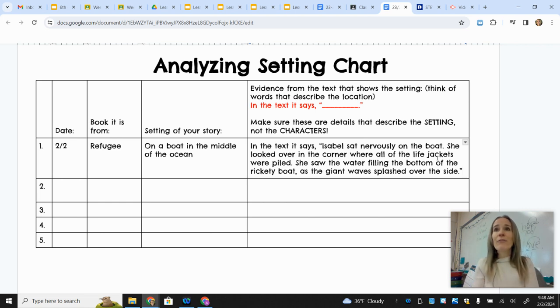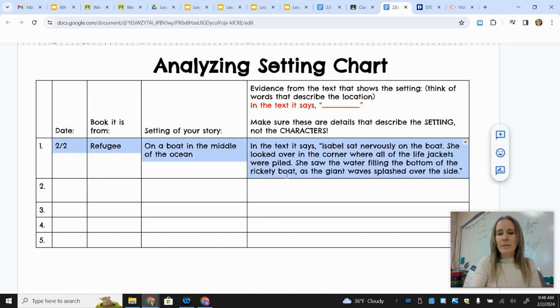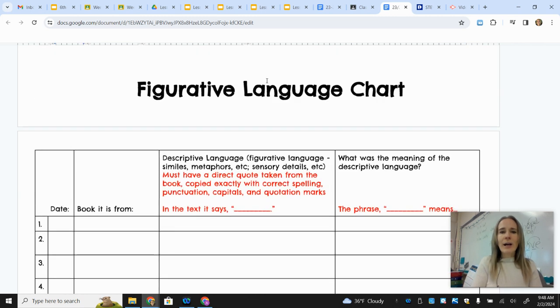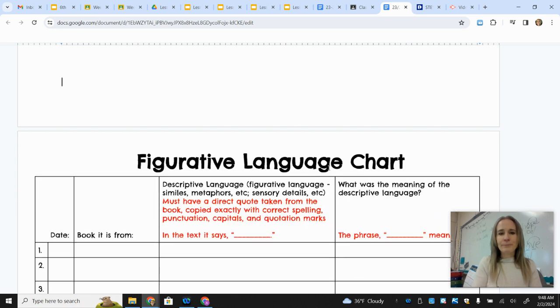So there's a big difference between the first piece of evidence I tried to use that did not describe the setting, it only named it, and the second piece of evidence where I clearly have a full picture. So we don't want to pick evidence that only names the setting. We want to pick evidence that fully describes what you would see in that setting. Okay. Next up is our figurative language chart.